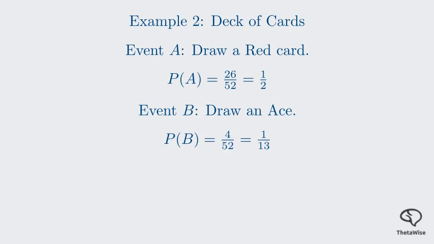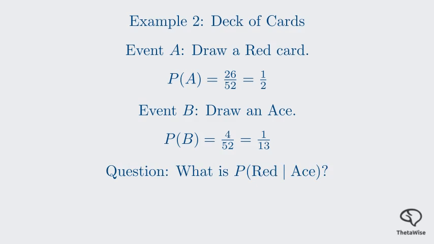Now let's ask a conditional question. What's the probability that we drew a red card, given that we drew an ace? Think about this intuitively. If you know you drew an ace, how many of the 4 aces are red? 2, right? The ace of hearts and the ace of diamonds. So the probability should be 2 out of 4, which is 1/2.